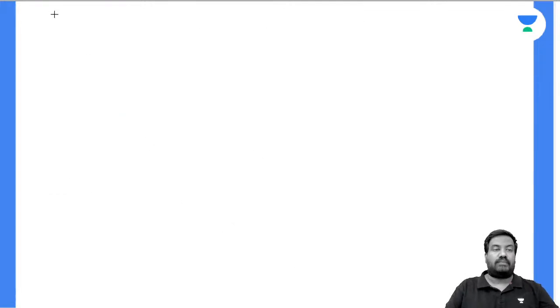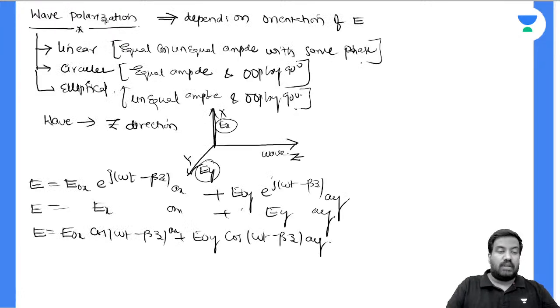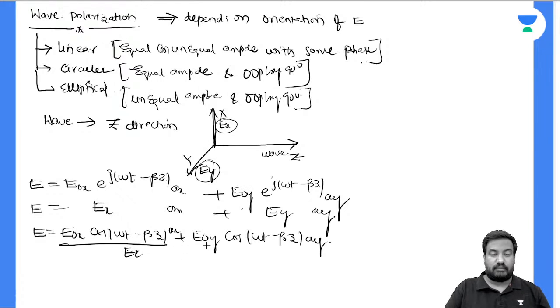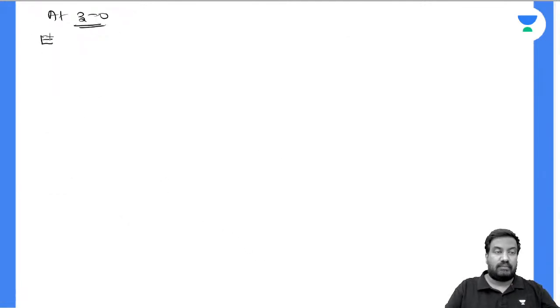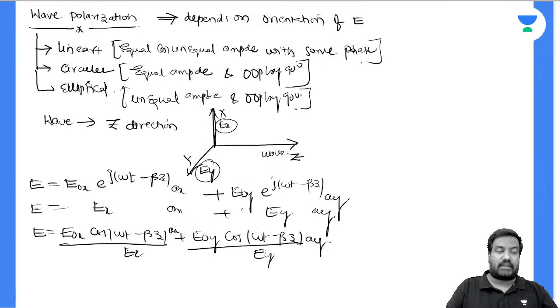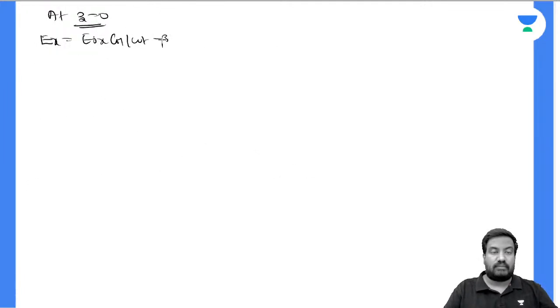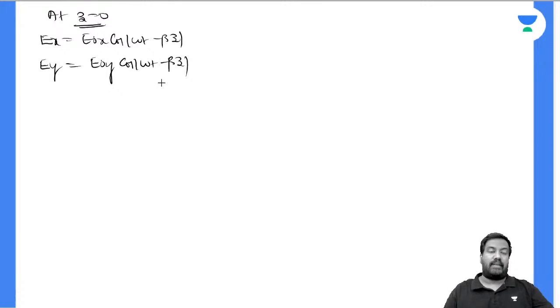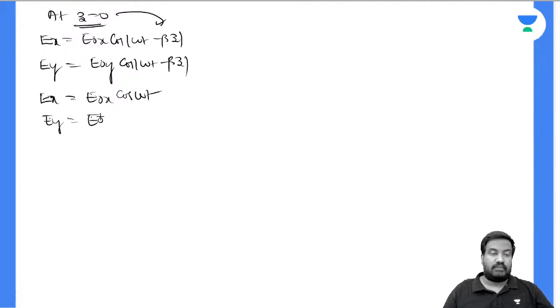If you consider that z is 0, at z is 0, this is Ex here, and this is Ey. At z is 0, Ex is equal to E naught x cos of omega t minus beta z, and Ey is E naught y cos of omega t minus beta z. If you consider z is 0, Ex is E naught x cos omega t, Ey is E naught y cos omega t.